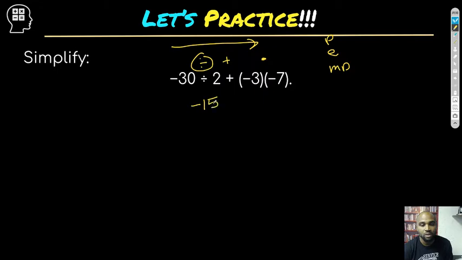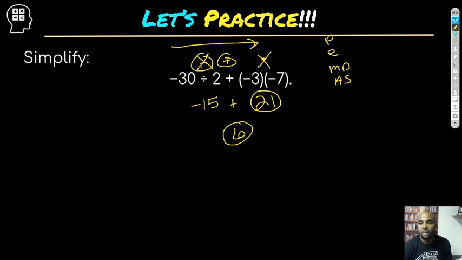Negative 15. I'm going to skip the plus because we haven't gotten there on the PEMDAS yet. We're going to skip to this multiplication and leave that plus here. So let's do the multiplication. Negative times a negative is a positive. 3 times 7 is 21. Now I can come back, since I've done the division and the multiplication, and add these two terms. Negative 15 plus 21 is 6. A positive 6, because my positive number is bigger when I'm adding.